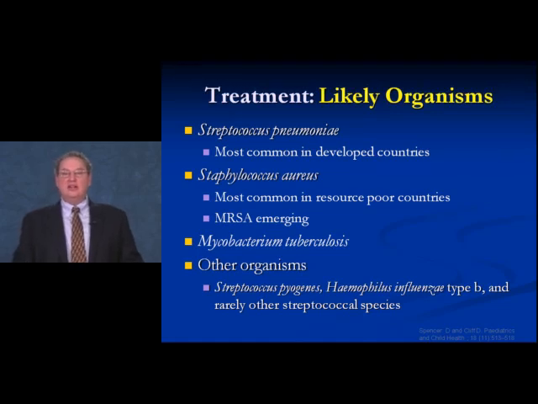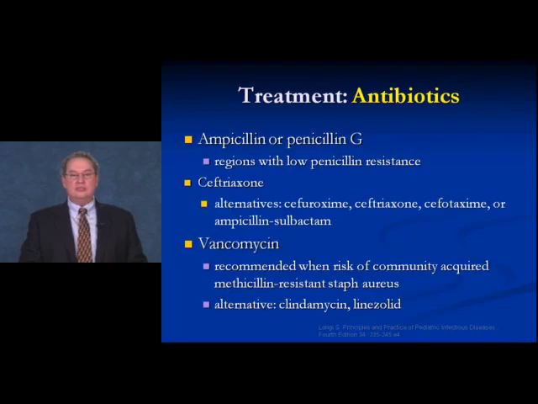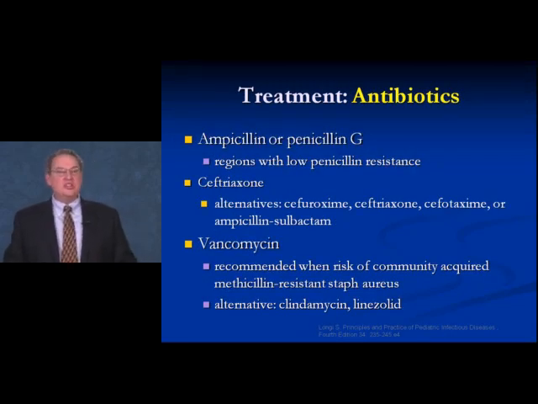For the treatment, again, you're going to consider the most likely organisms, strep being at the top of this list. Don't want to forget about staph and the possibility of MRSA. Typically, the recommendation would be to begin with ampicillin or penicillin G in regions with low penicillin resistance. Alternatives would include ceftriaxone. And then finally, if you're considering staph, particularly MRSA, you'd start vancomycin.